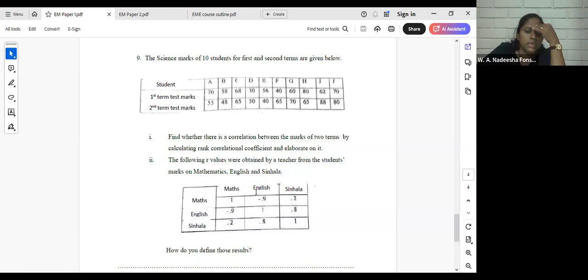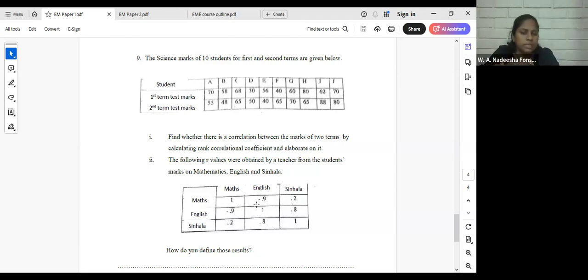It is the correlation between English and maths. Here the same one, English and maths, and maths and English are the same, so take only one value. Minus 0.9. Minus 0.9 means a high negative value, a high negative correlation.